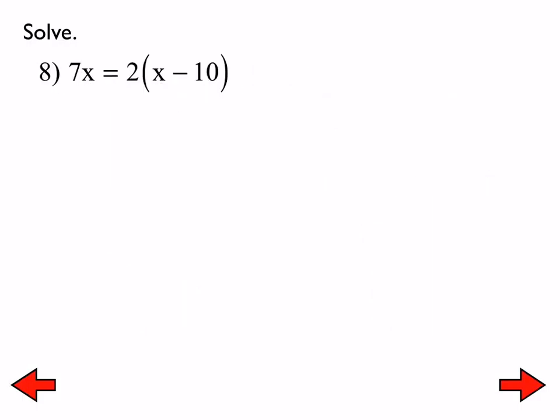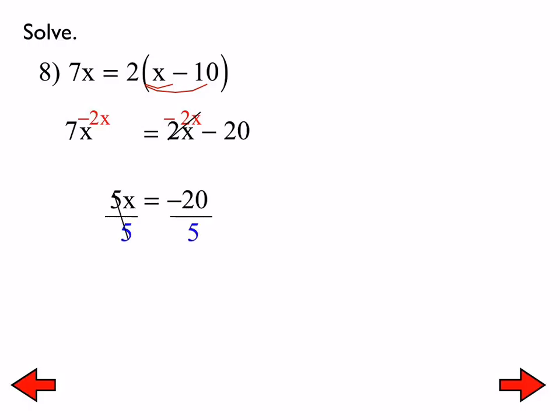Number 8. We are only distributing on one side now, which is nice. We didn't have to do it to both sides. 7x equals 2x minus 20. And since we have all of our x's, the bigger ones are already on the left, that's great. We have constants on the right. We're not worried about making it a 0 on one side. We can subtract 2x from both sides. That would be 5x equals -20. That's a really easy division problem there. So divide both sides by 5, x equals -4.